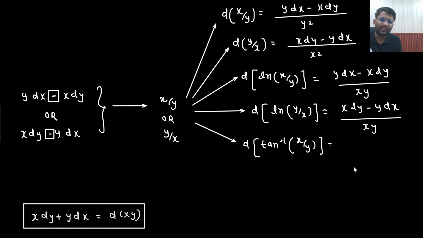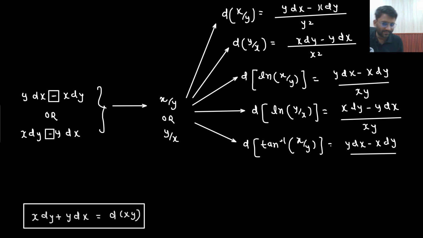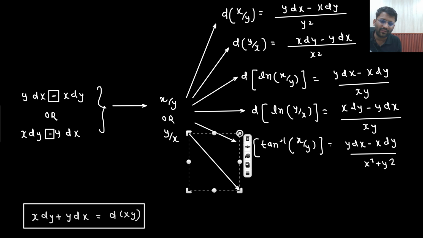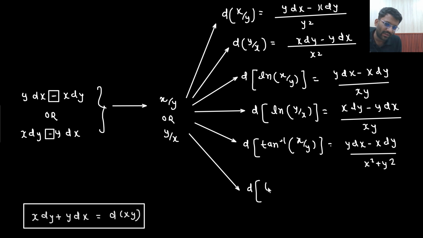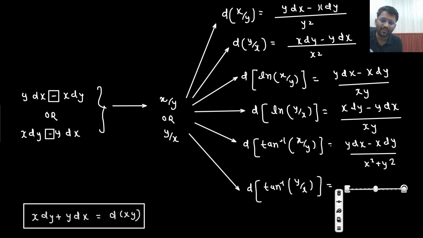So when I write down x by y, what answer will I be getting? Y dx, you can solve it on your own. We have already solved it. Y dx minus x dy upon x square plus y square. And then another one, d of tan inverse y by x, that would be x dy minus y dx upon x square plus y square.